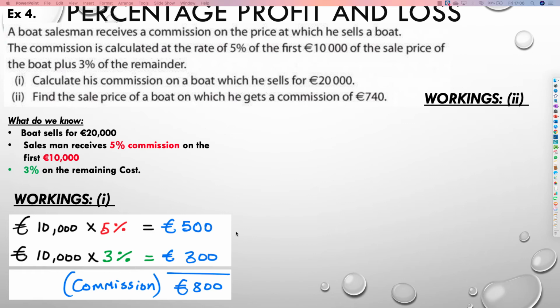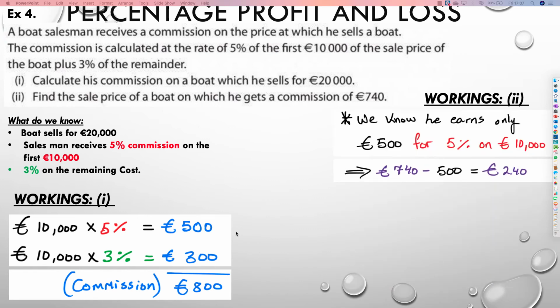So, if 240 euro is 3% of the cost of the remaining of the boat, how am I going to find the cost of the remaining of the boat? By what? Divide by 3, which will give me 1%, and multiply it by 100. That'll give you the remaining cost of the boat.